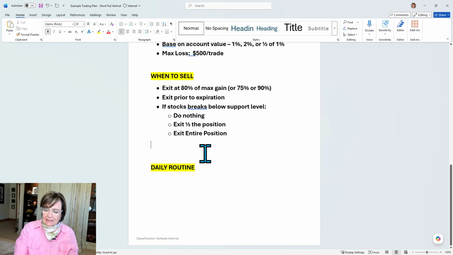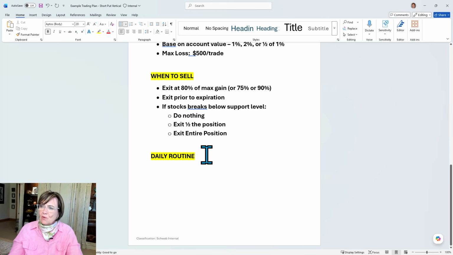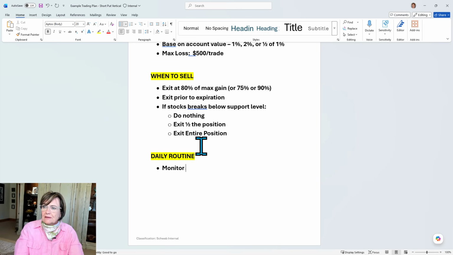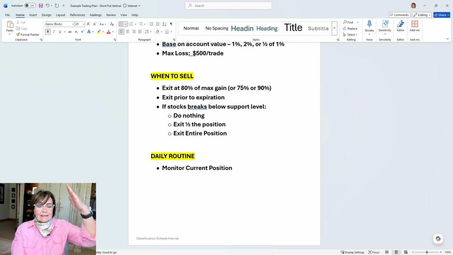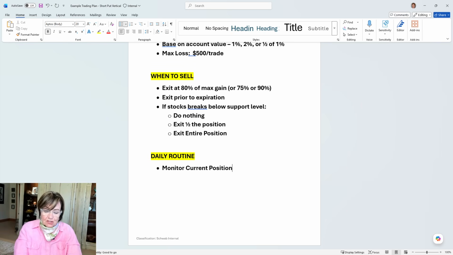And then with respect to daily routine, you might say, well, as part of my daily routine, I'm going to monitor my current positions, because if something's at like 70 or 75% and I'm close to 80 and I've only been in the trade for a week and I expected to be in it for 3 or 4, maybe I choose to exit. Or maybe if it looks like it's about to start pulling back and I'm at 60 or 70%, I might choose to exit.